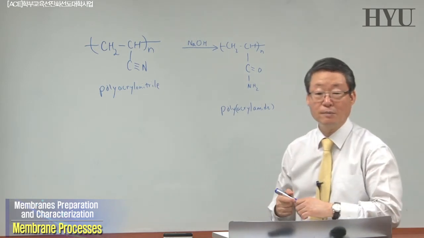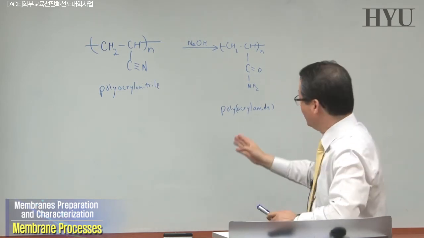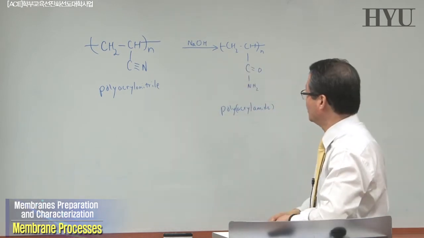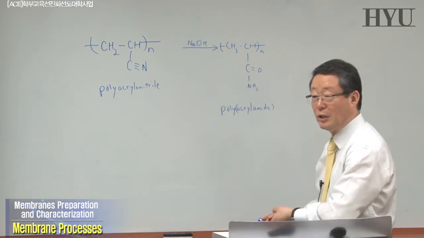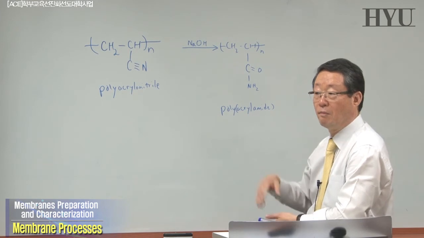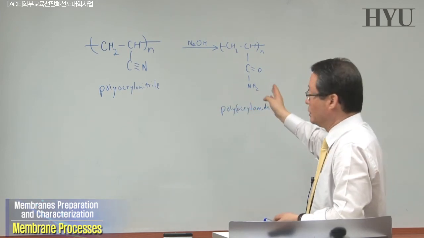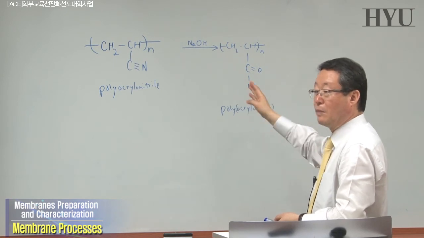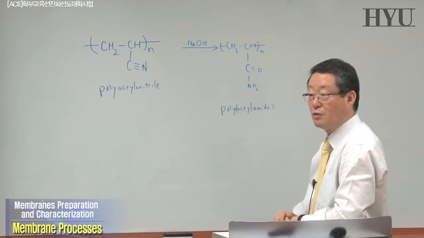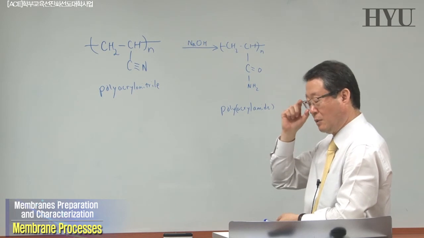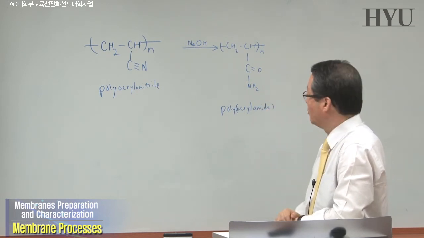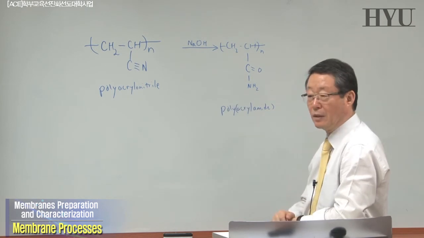Through hydroxyamine formation. Okay, you have an intermediate formation, which I did not write in the structure. The color changes from white to yellow, so by looking at the color changes, you know what the depth of the hydrolysis of polyacrylonitrile to polyacrylamide layers is.